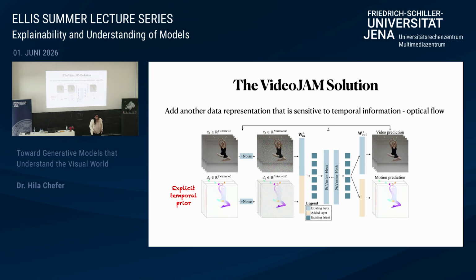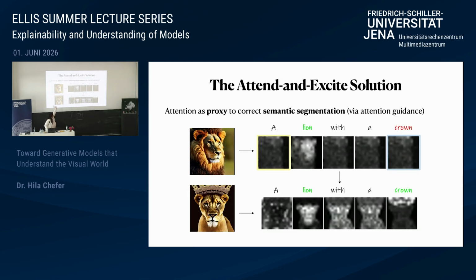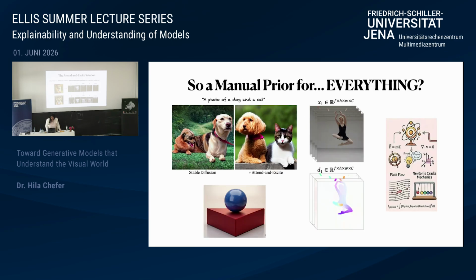So, what I wanted to point out about both Attend and Excite and VideoJam is that they are post hoc solutions to specific issues, right? In VideoJam, we used an explicit motion prior with optical flow. With Attend and Excite, we also used an explicit prior or an explicit bias with the semantic maps, right, the heat maps that indicated whether an object exists or not. But in both cases, we took a specific problem and we proposed a specific solution to that specific problem under the assumption that the model just can't or isn't able to learn this from the data.